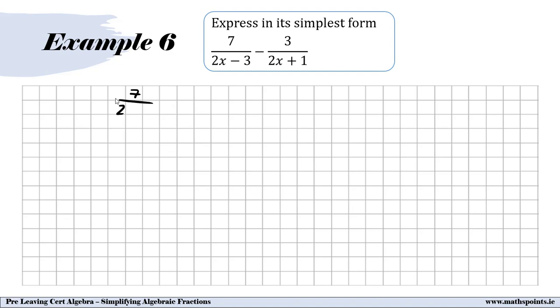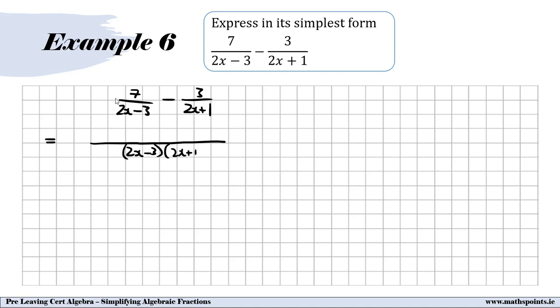So let's have a look at another example of one of those. So we have 7 over 2x minus 3. This time we have a minus, and then 3 on 2x plus 1. So as before, we put an equals down, and we draw a line across the width of the sum to represent our new single fraction. The common denominator is the product of the two denominators.